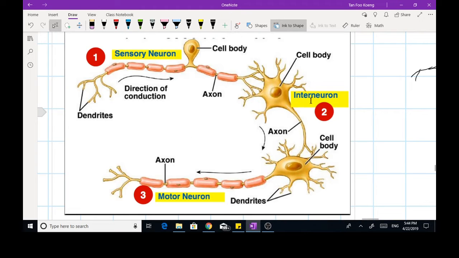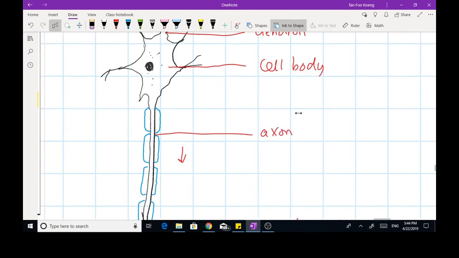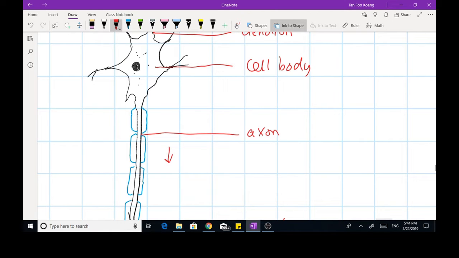What about the interneuron? The interneuron is also known as a relay neuron. Now it has a short axon and dendron. Then what about this coating? This coating is shown here. This coating is known as the myelin sheath.